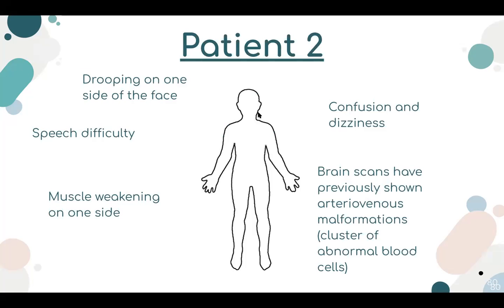Next one, this patient has drooping on one side of the face, speech difficulty, muscle weakening on one side, confusion and dizziness, and the brain scans have previously shown arteriovenous malformations, or a cluster of abnormal blood cells. So you can put your answer in the chat. A lot of people are saying stroke. One person said cerebral palsy.